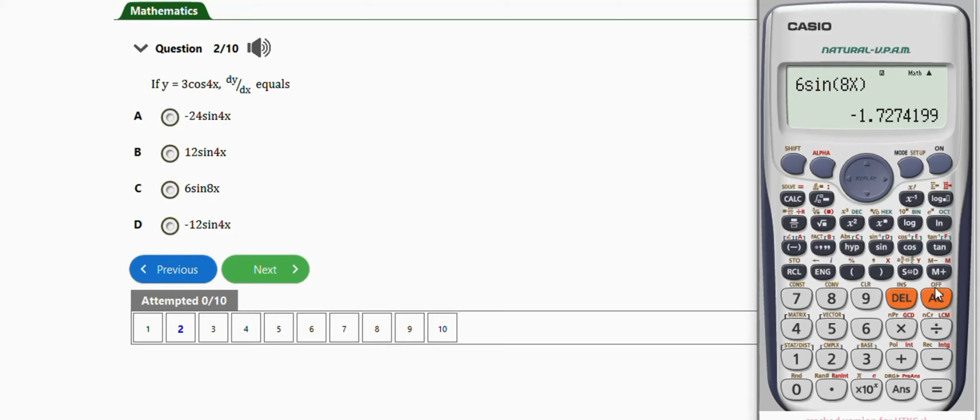No, let's check option B. So we have 12 sine 4 alpha x. Close the brackets. So what's it going to give us? We have minus 11.87, so it basically has to be option D. The difference would be to put minus here. So that's all, 11.87. So the right answer is option D. So it's as simple as this, guys. So that's it. Let's solve the next repeated question now.